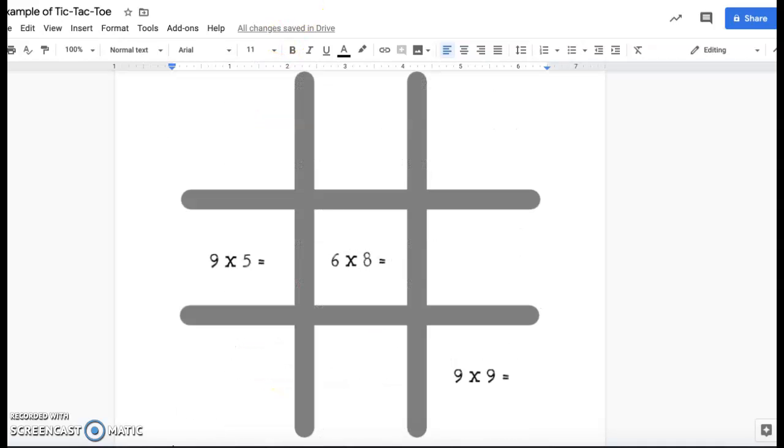Okay, so let me show you. I made this tic-tac-toe board just to show you. Obviously, if you were really doing this at home, you would draw a tic-tac-toe board and fill in the 9 slots with multiplication equations. So I just did some examples. 9 times 5 equals, 6 times 8 equals, 9 times 9 equals. But you could fill in whatever multiplication facts you might struggle with, so that you can practice them a little bit more.